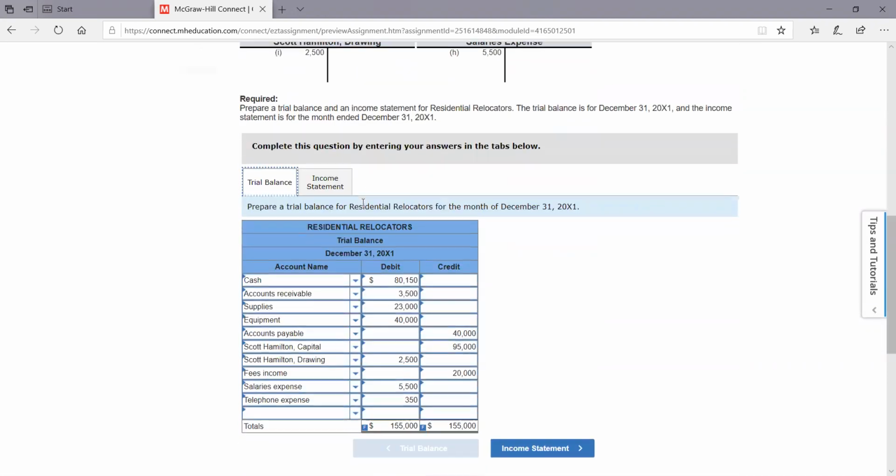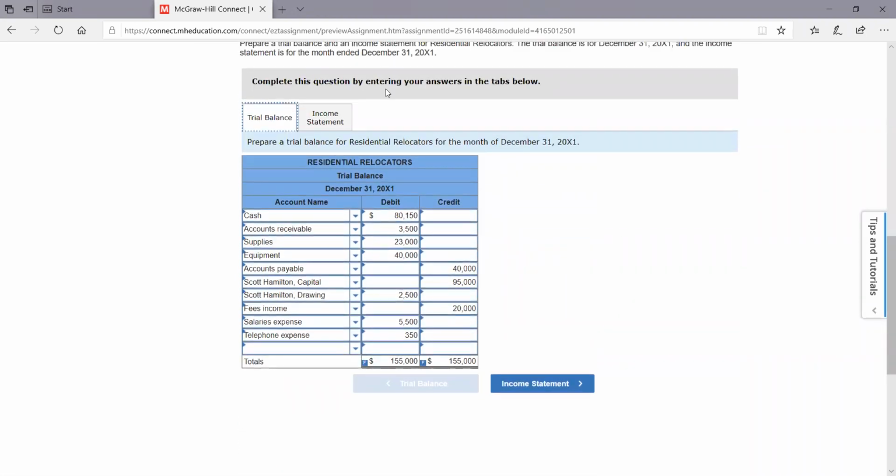So cash, notice cash should have a debit balance. All your assets, notice they're all debit balances. Liabilities is a credit, capital's credit, drawings a debit balance, fees income's a credit balance, and then your 2 expenses are debit balances. Total debits equal total credits of 155.